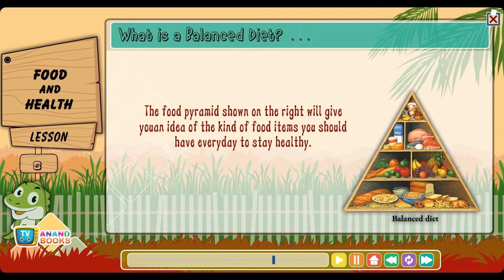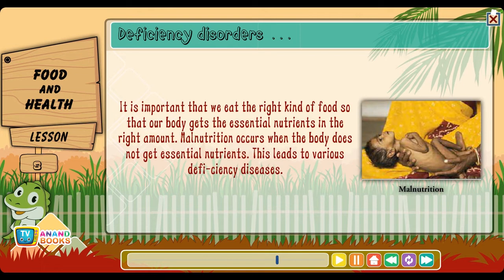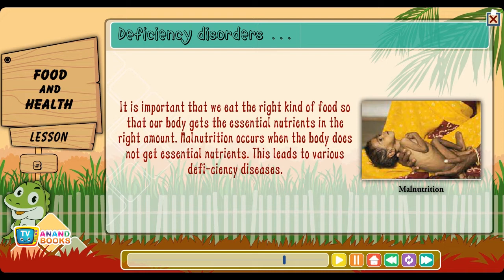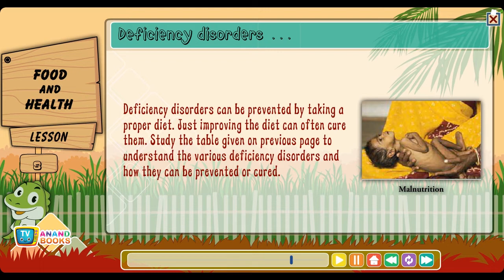Deficiency disorders. It is important that we eat the right kind of food so that our body gets the essential nutrients in the right amount. Malnutrition occurs when the body does not get essential nutrients. This leads to various deficiency diseases. Deficiency disorders can be prevented by taking a proper diet. Just improving the diet can often cure them.